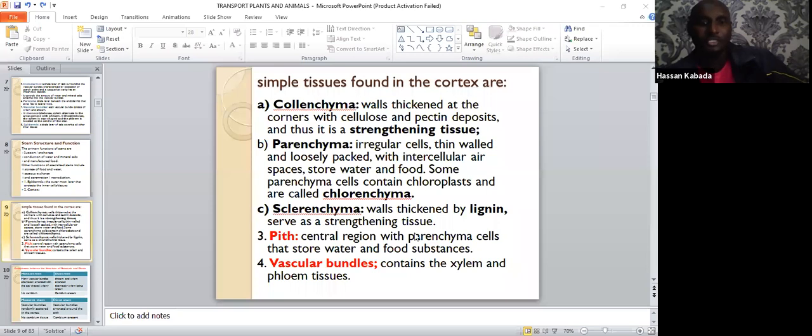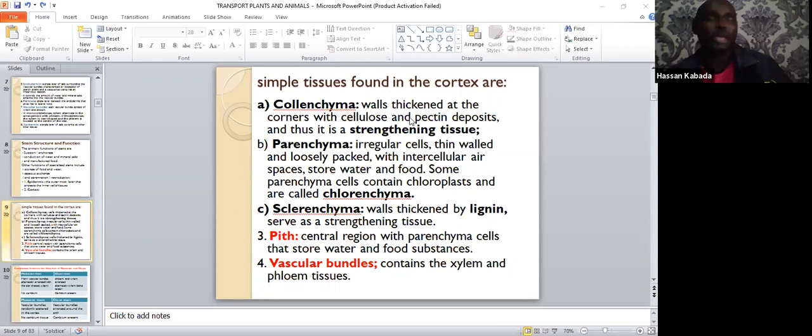Then we have sclerenchyma, walls thickened by lignin. You know this guy. Lignin is what? It is a strengthening material, so it serves as a strengthening tissue. So this combined with the collenchyma, they strengthen and ensure that the plant is upright at any given time, unless you take an axe and you cut it down. Otherwise, when you are doing that, you are actually dealing with this strengthening tissue.